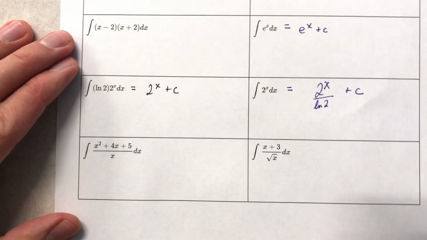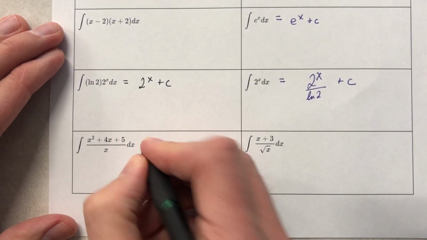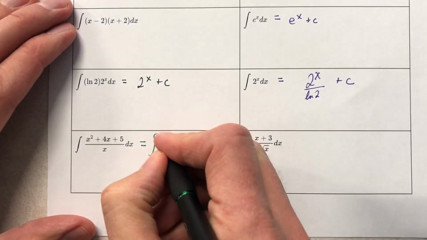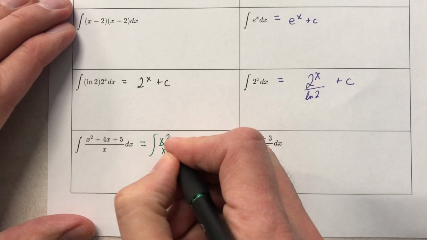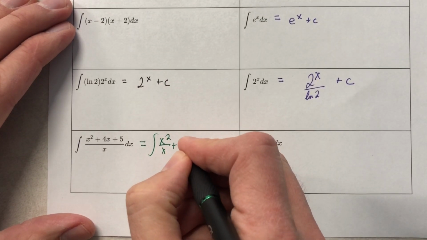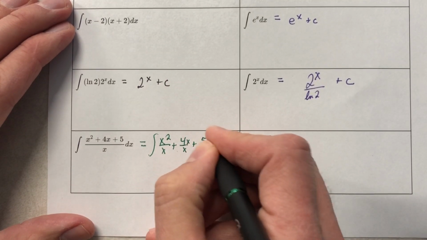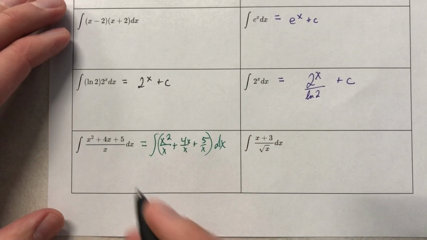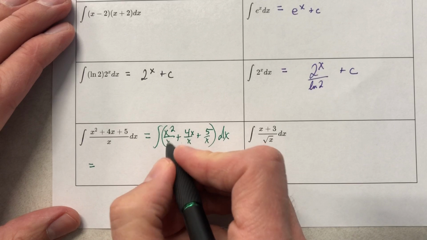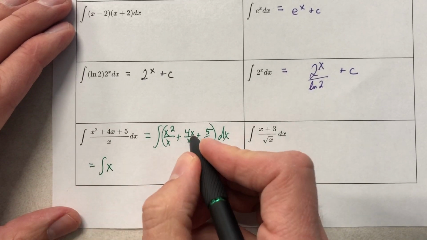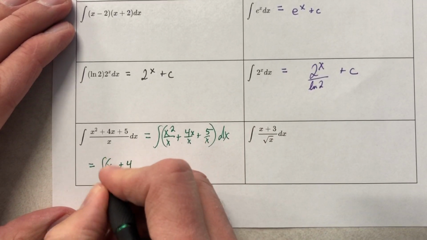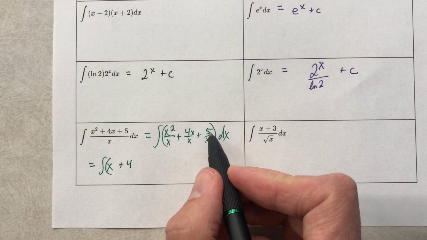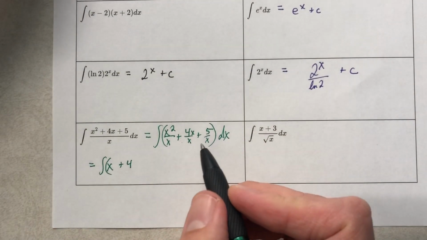Okay, I highly recommend on this one that we do a rewrite. And I'm going to spend a couple steps doing the rewrite. And the rewrite would be x squared over x, 4x over x, and 5 over x. There we go. Good stuff. Let's keep going. Let's reduce a little bit. x squared over x is just x. 4x over x is 4. And 5 over x, and you might say, well, let's bring that x up and it'll be 5 x to the negative 1. I hear you, you're not wrong.